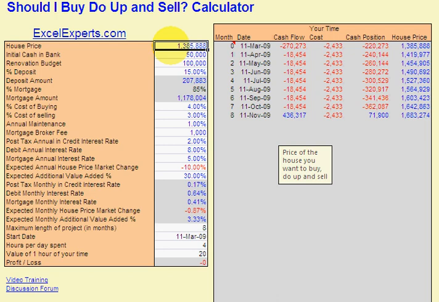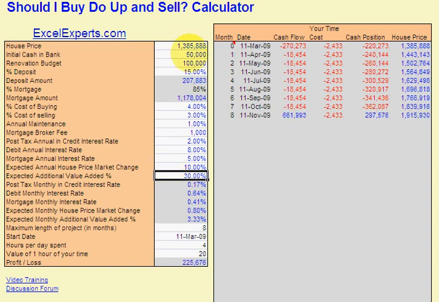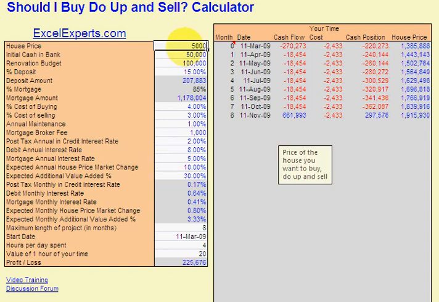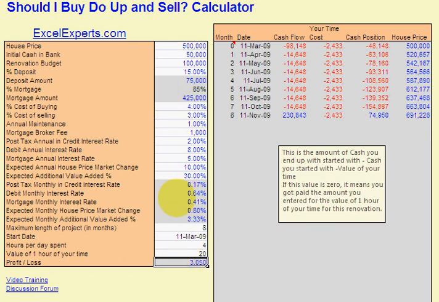So these are some of the things that you can do with the Buy, Do Up and Sell calculator. Find out whether being a property developer is for you. One observation that I would make is that in a falling market, it seems to me very difficult to make money. In a rising market, let's enter 10%. We'll go back to our £500,000 house. We've already made a profit.